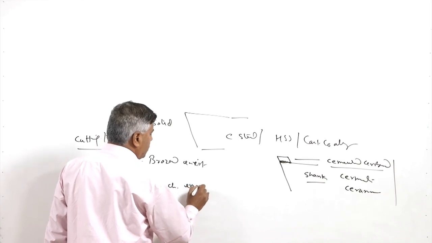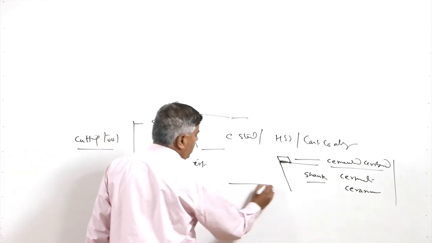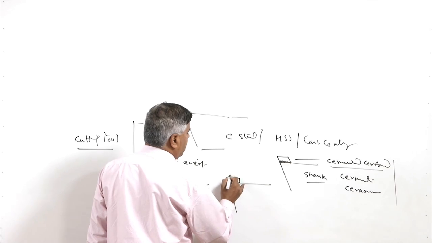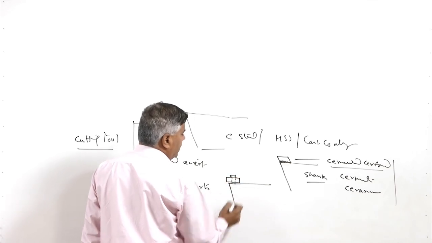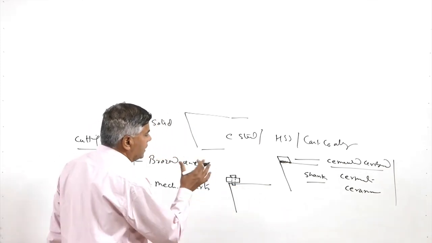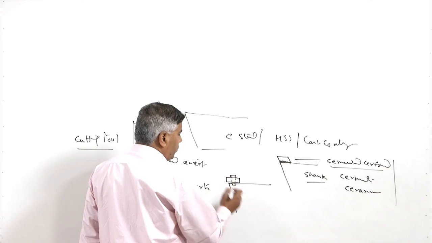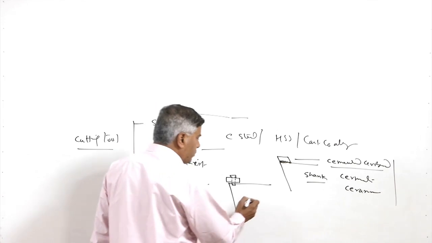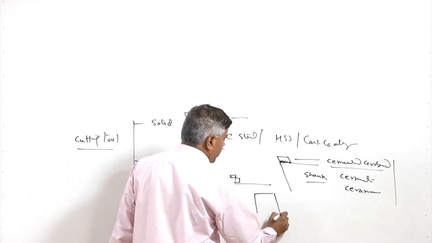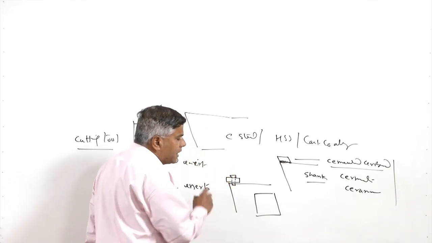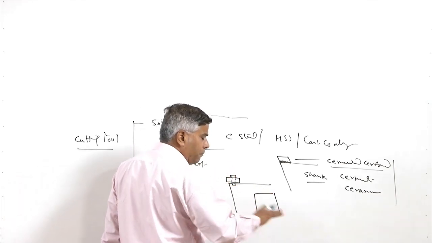inserts. Here is the shank and this is the insert; there will be a through hole, and a mechanical arrangement like a nut is used for holding the insert with the shank. Since the inserts have a number of cutting edges, once one cutting edge fails, then another cutting edge is brought into action by indexing.